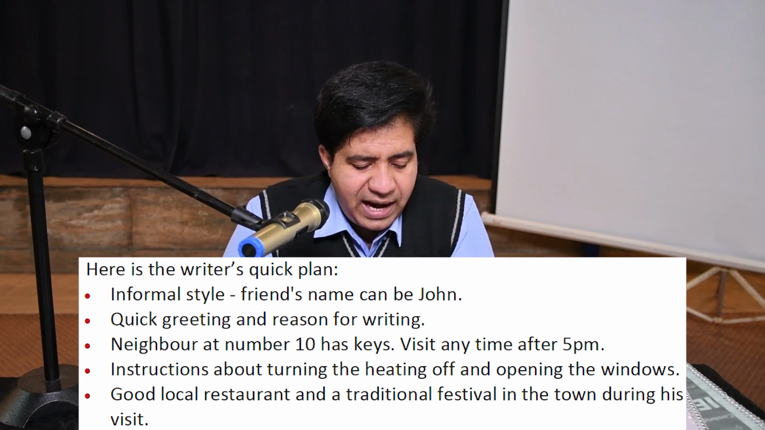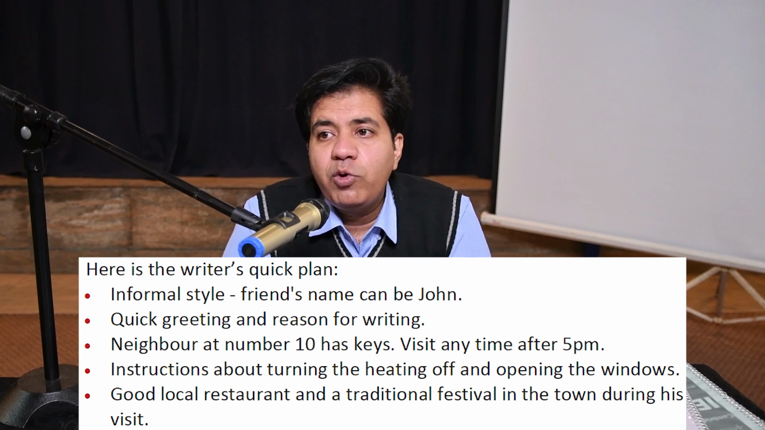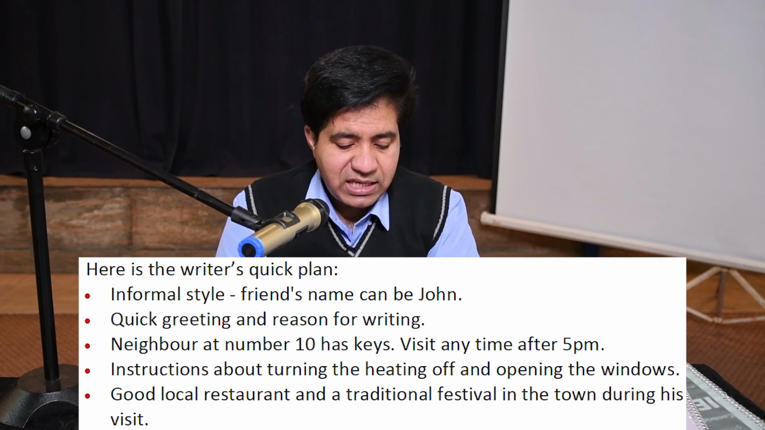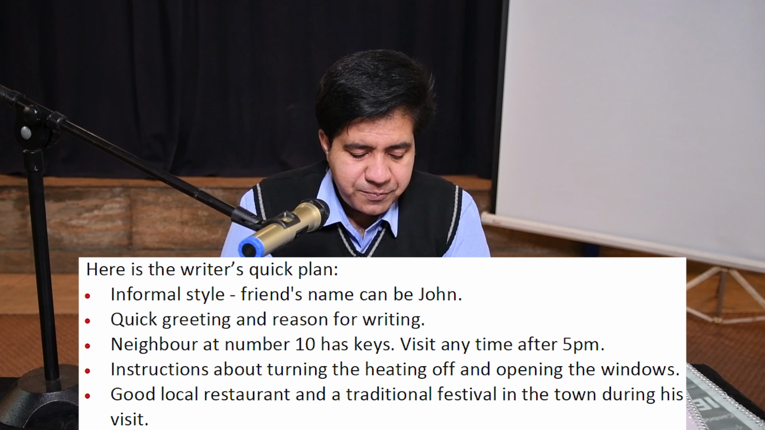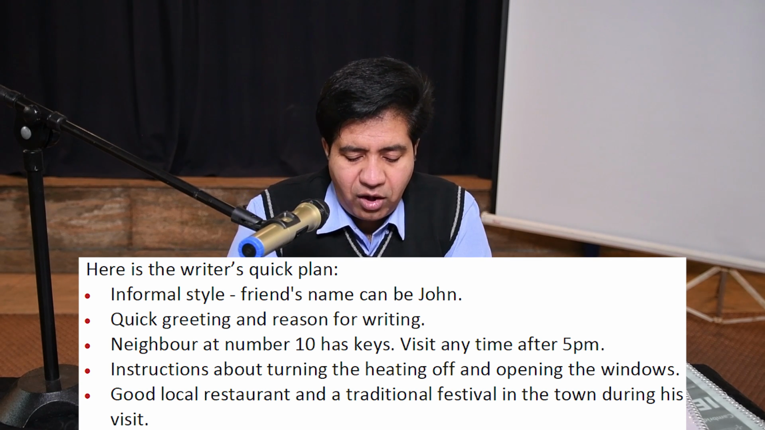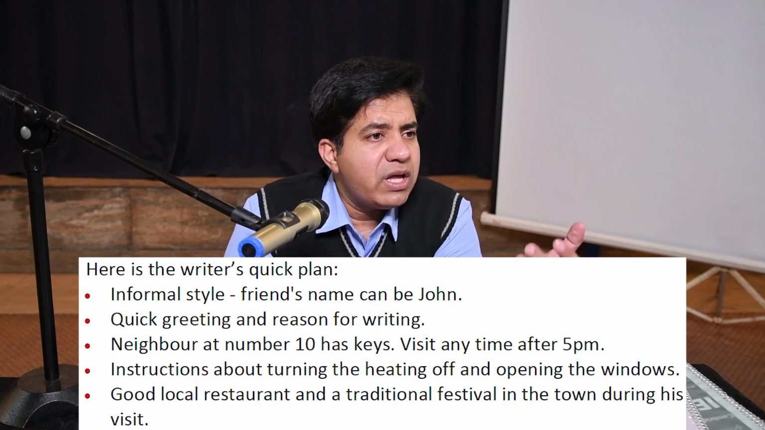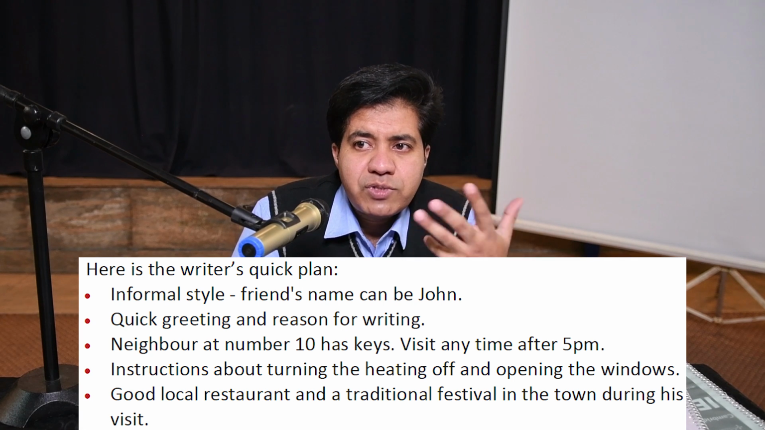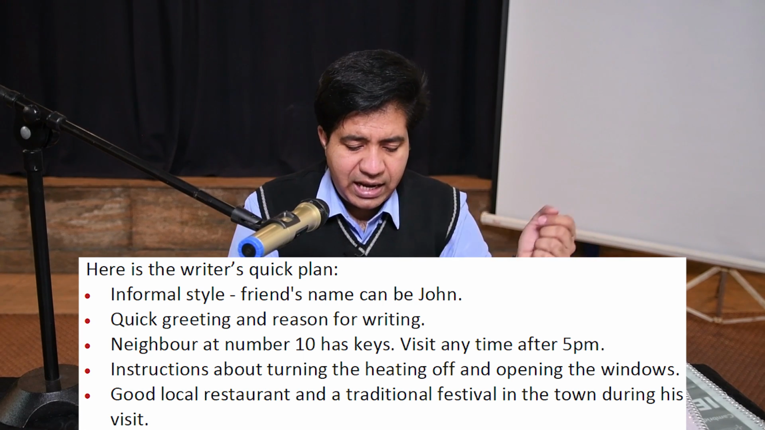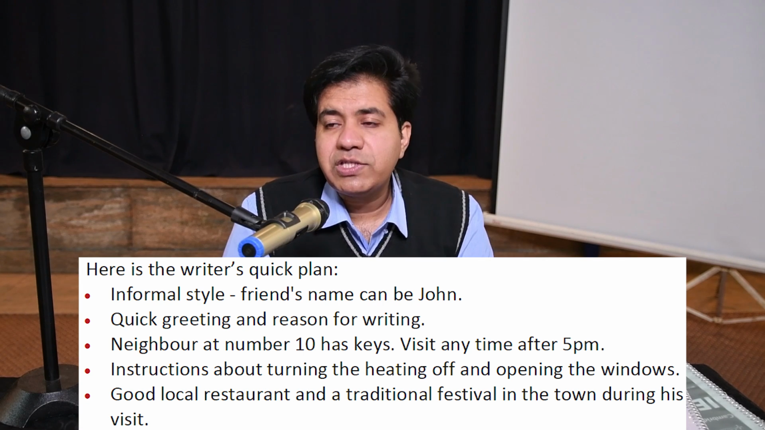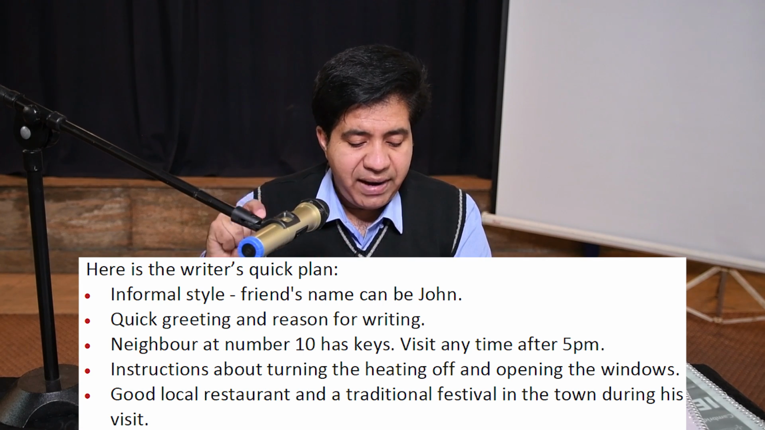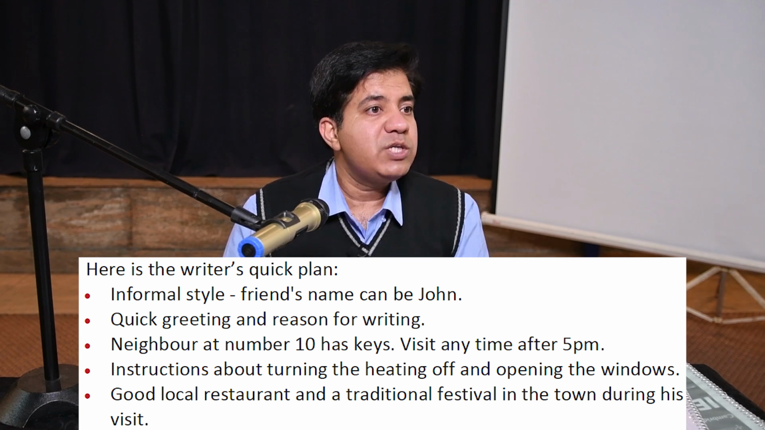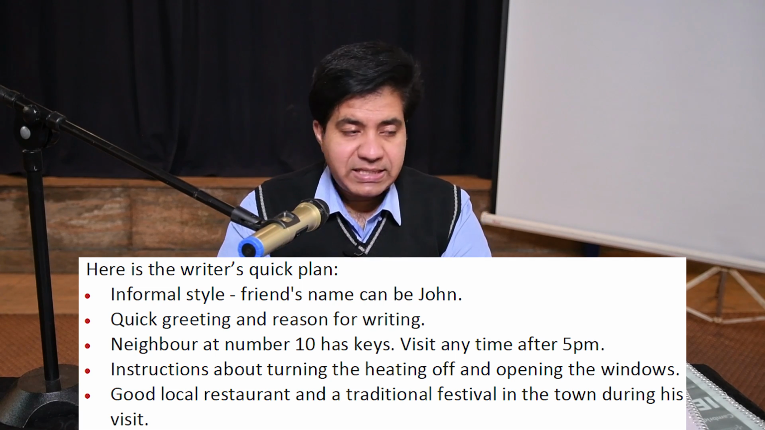Next, neighbor at number 10 has keys. This is bullet point number 1. Neighbor at number 10. Number 10 means flat number 10 has the keys. Visit any time after 5 p.m. Instructions about turning the heating off and opening the windows. So if you want to give different instructions about using the kitchen, instructions about using electrical appliances, anything like that. And good local restaurant. This is bullet point number 3. That is, recommend some places. Good local restaurant and a traditional festival in the town during his visit. Is that clear? Now, please come to the next page.